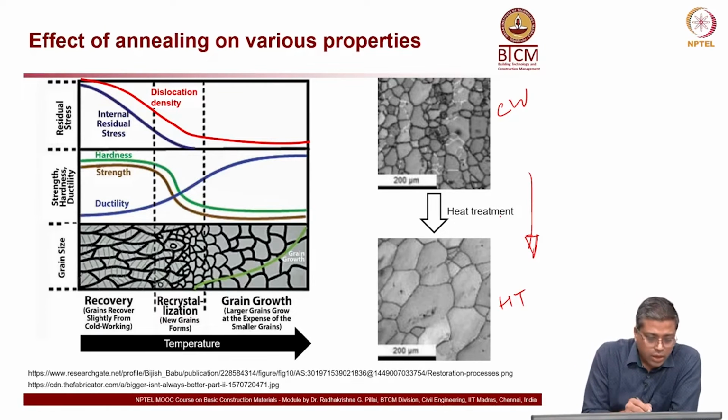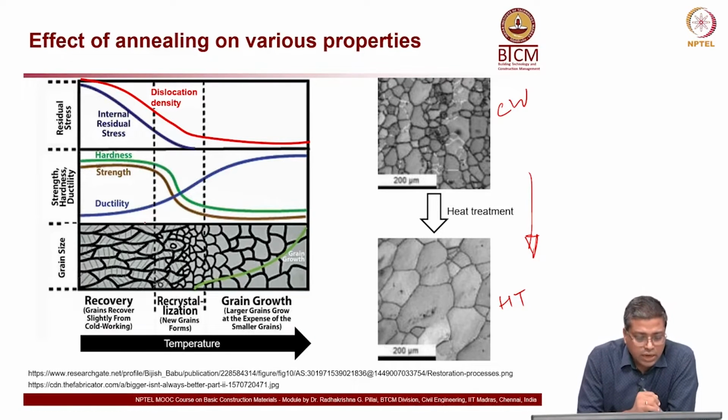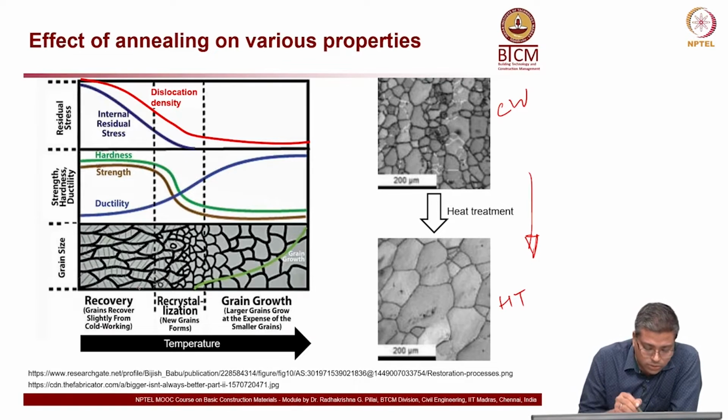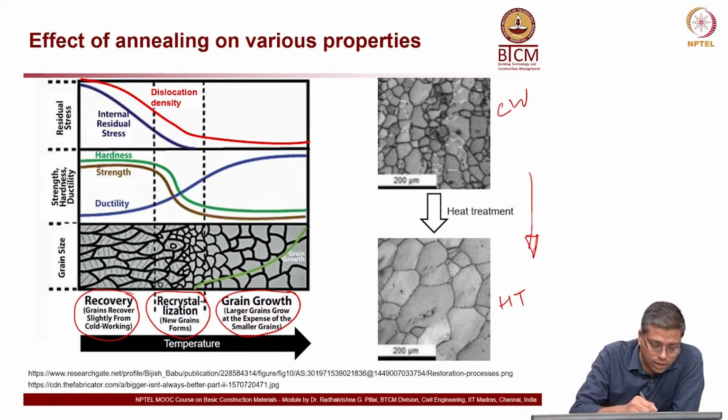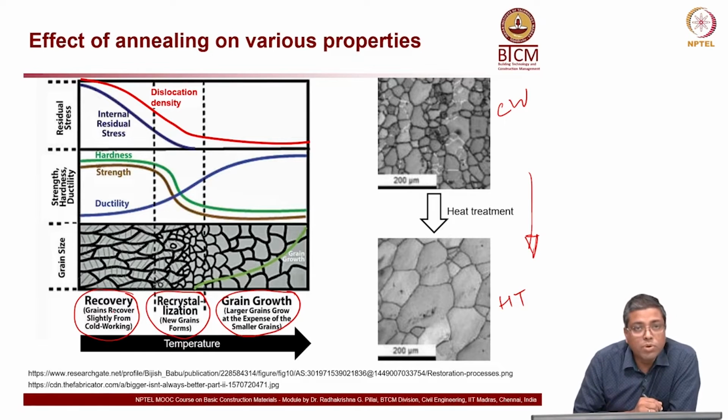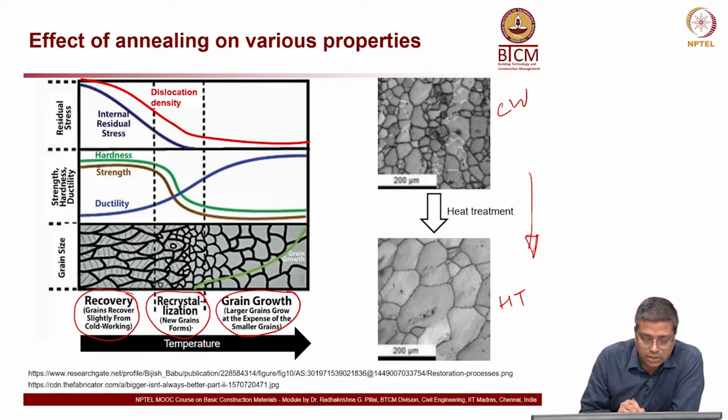Okay. Now look at the graph on the left side. You can see recovery. So this is the increase in temperature. Then there is a recovery happening here, and then recrystallization, and then the grain growth. Now, grains recover slightly from cold working, that is the recovery stage, and then the recrystallization temperature, and then you cool it down. Okay. So that is what is happening. So the grain growth is allowed.